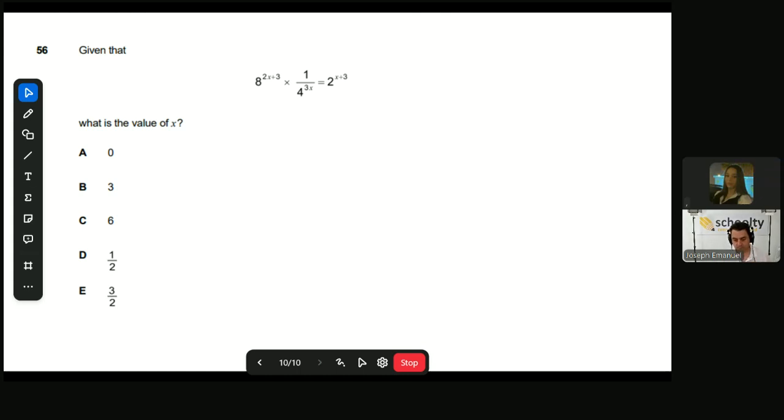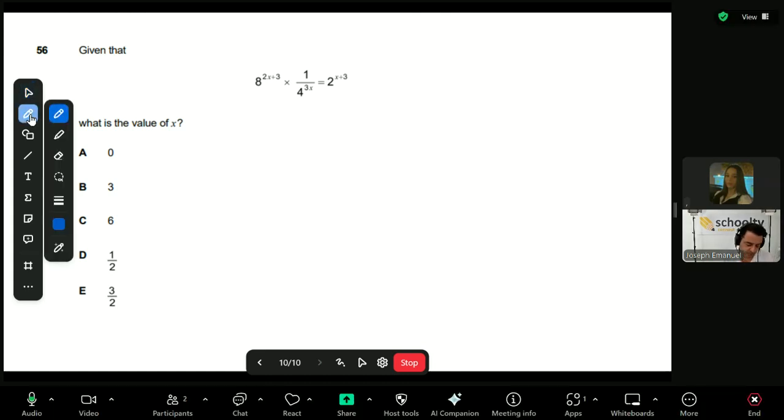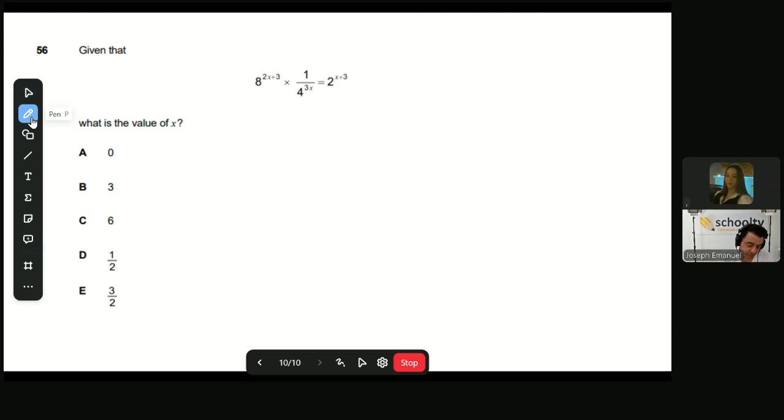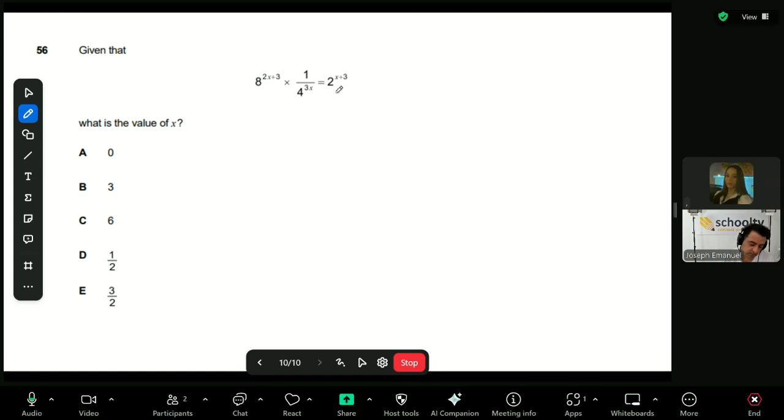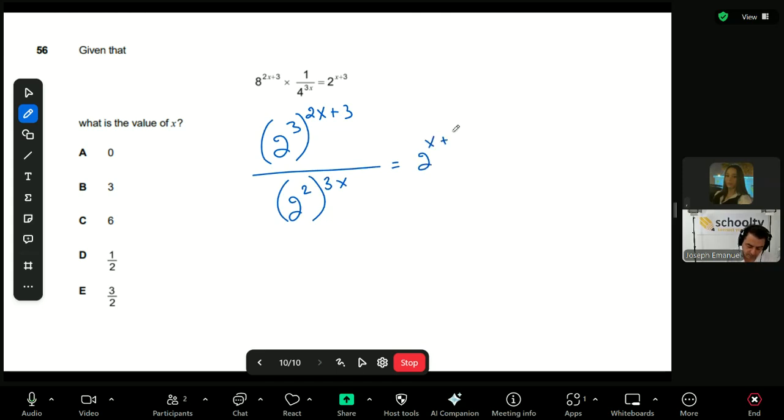Okay. What is the value of x? What do we have here? We have x inside the power. Look, you need to break it down to the prime numbers. This is, I think, always the best way of simplifying things. So you have 8. What is 8? 8 is 2 in the power of 3. What is 4? 4 is 2 in the power of 2. And you have here also 2 in the power of x plus 3.